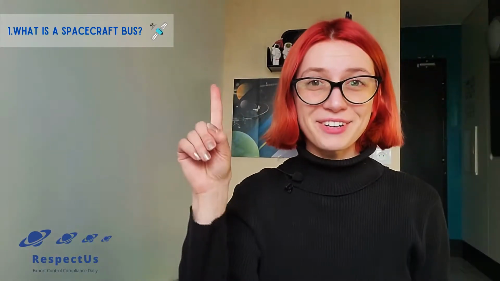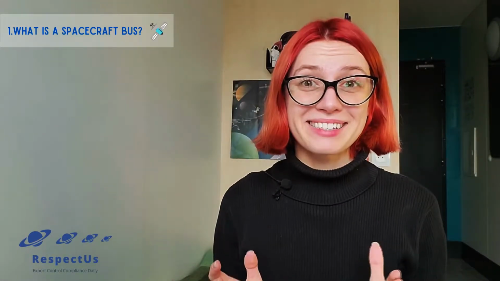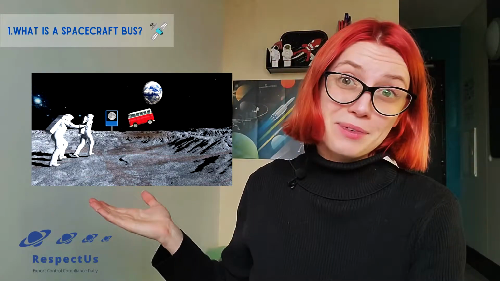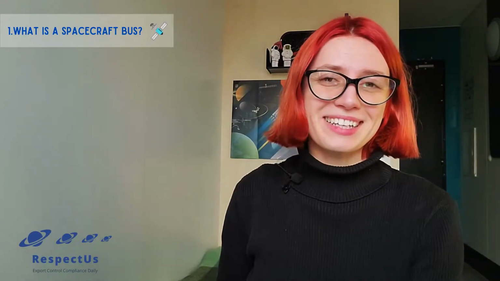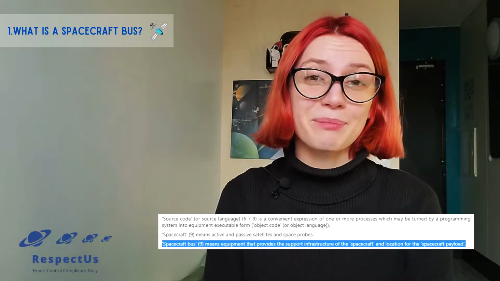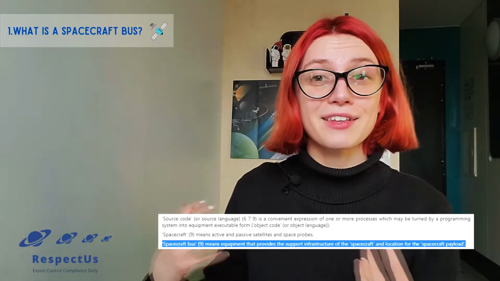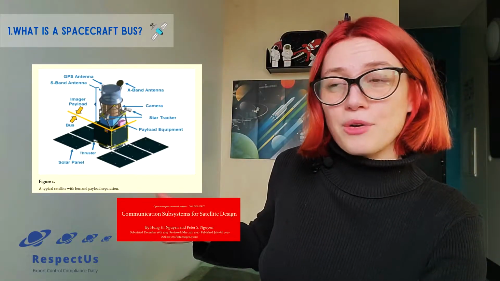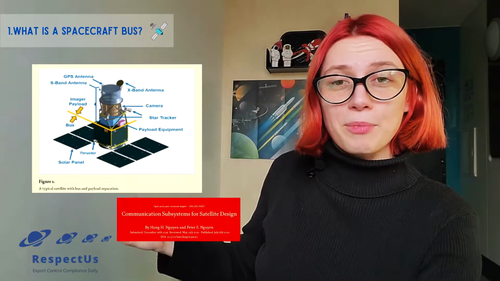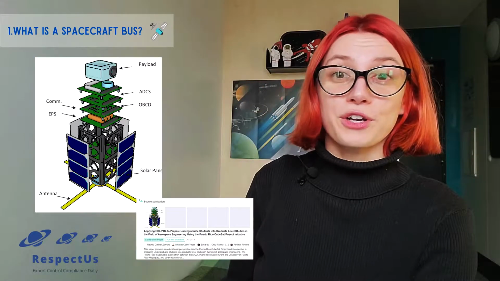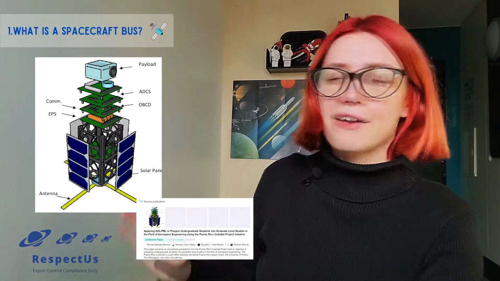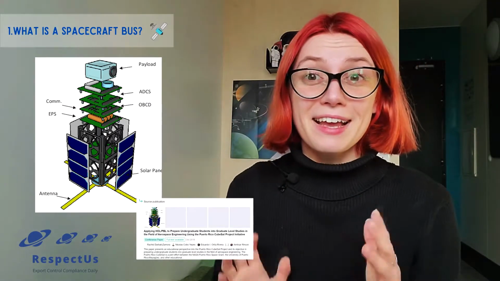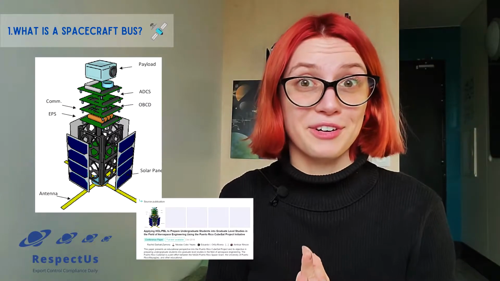Let's go! First, what is a spacecraft bus? You probably had the same association as I when first hearing about it, but it's not looking this way. It looks a little bit different. Dual-use regulation defines a spacecraft bus as the equipment that provides support infrastructure of a spacecraft and the location of the spacecraft payload. So on this picture you can see that the payload is on top and the lower part is the spacecraft bus. For CubeSats, it will look a little bit different. So you have here the main part and the payload on top. And that's basically it. So let's move further.